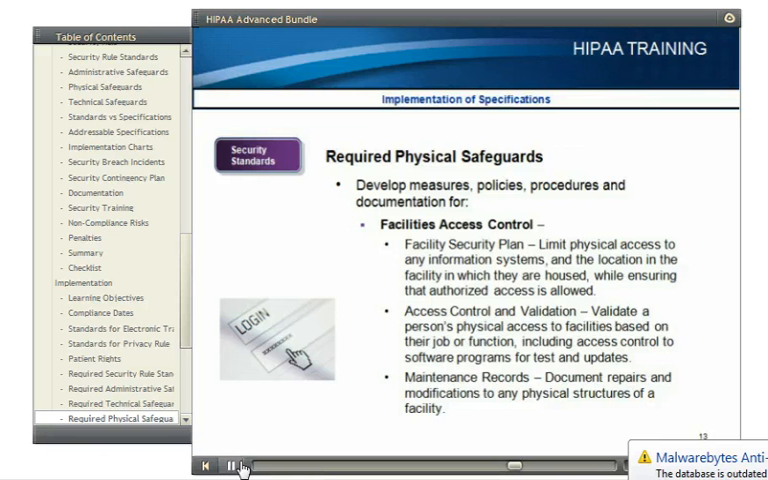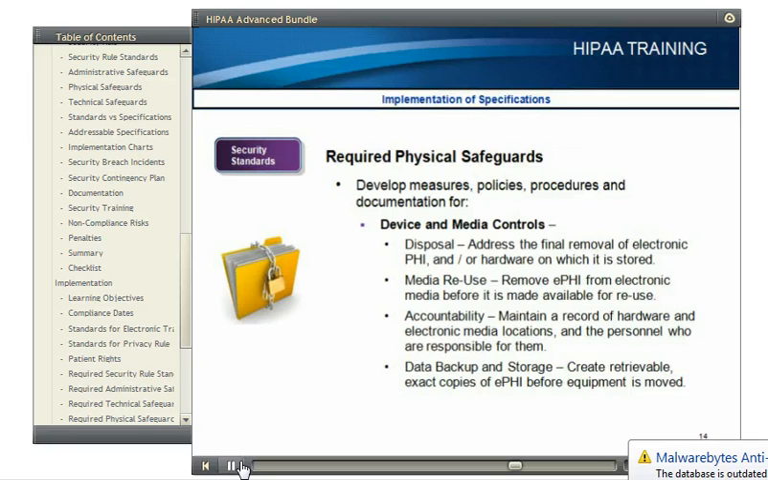Maintenance records. Document repairs and modifications to any physical structure of a facility. Device and media controls. Disposal. Address the final removal of electronic PHI and/or hardware on which it is stored. Media reuse. Remove ePHI from electronic media before it is made available for reuse.